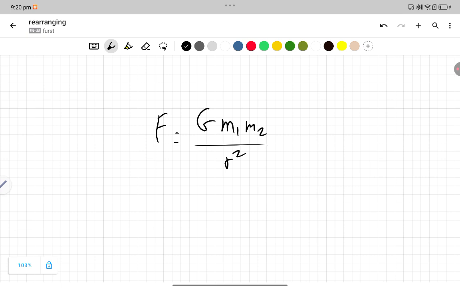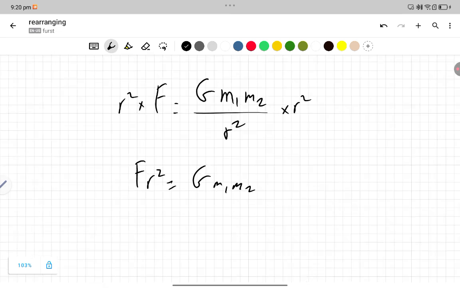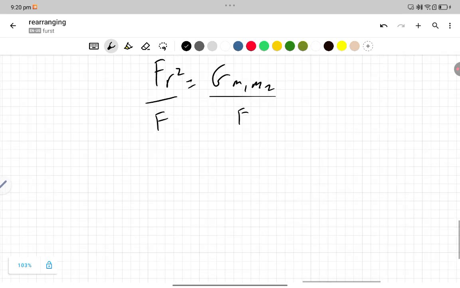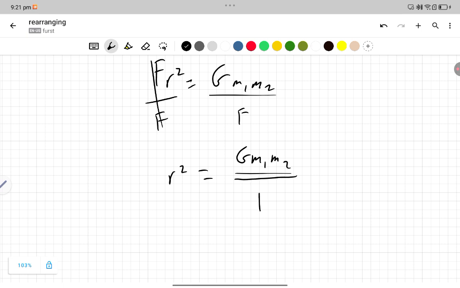It's multiplication. Let's multiply both sides by r squared. R squared here and r squared there. F r squared equals g m1 m2. Now what's happening to r? It's being multiplied by f. Let's get rid of the f with the opposite of multiplication, which is division. R squared is cancelled out. Equals g m1 m2 over f.